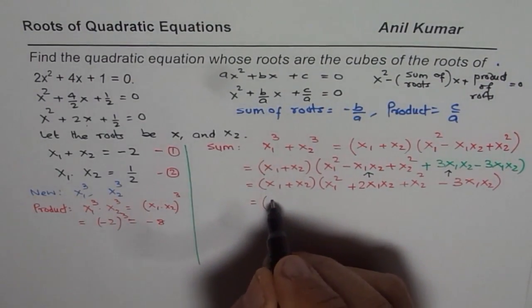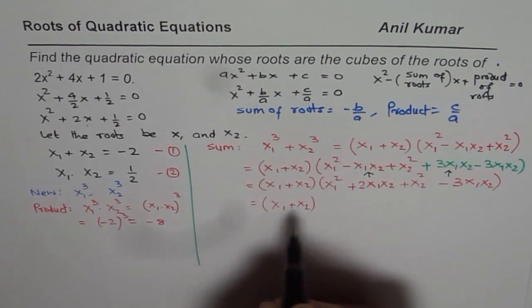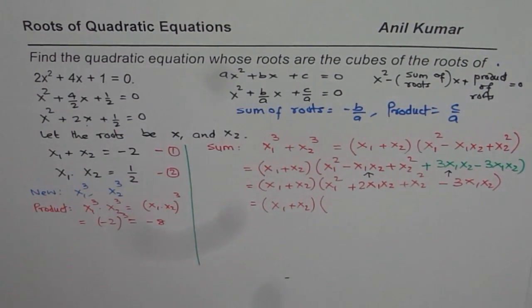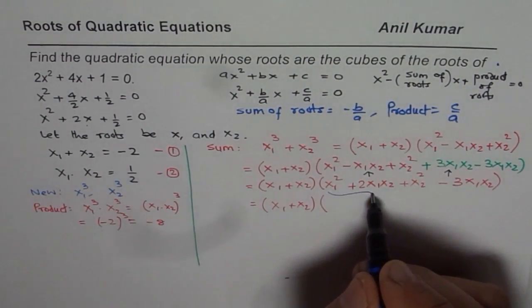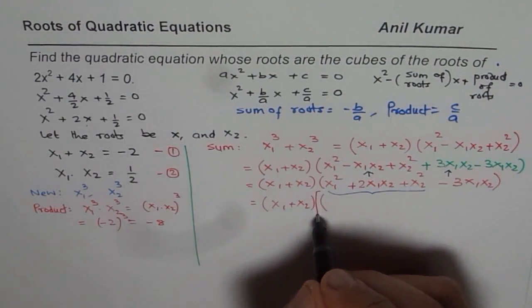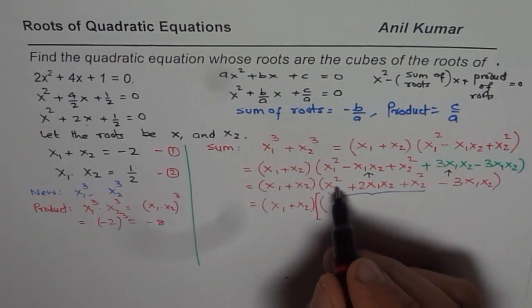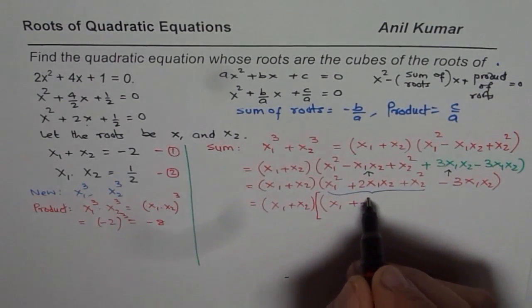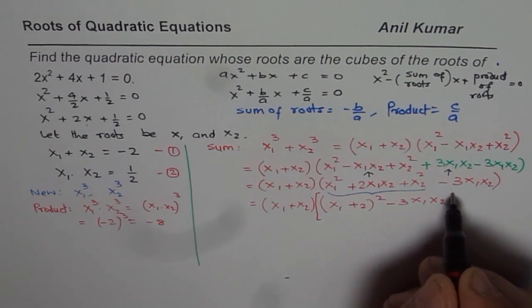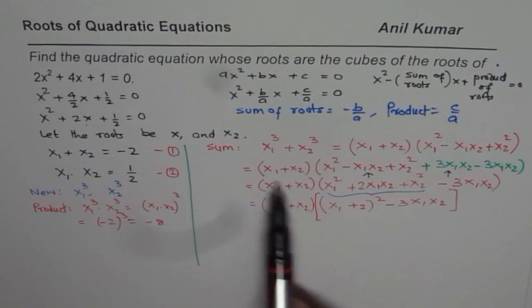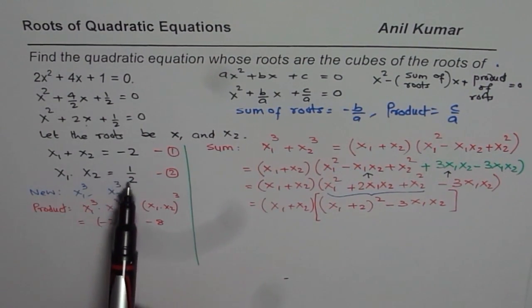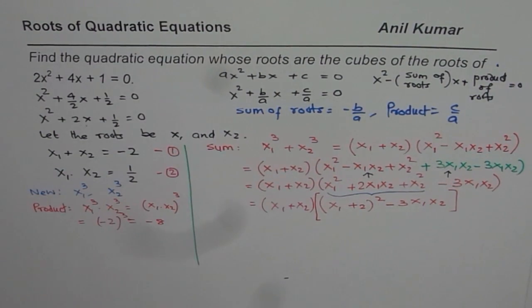Now the first term is x1 plus x2, which we know is equal to minus 2. But here we could write these three terms as a perfect square. Do you see that? So let me make a square bracket now for this whole thing. I could write this as x1 plus x2 whole square, and then I have minus 3 x1 x2, right? So that is how we can simplify the sum of cubes, and then once we write down these values which are known to us, we get our result.